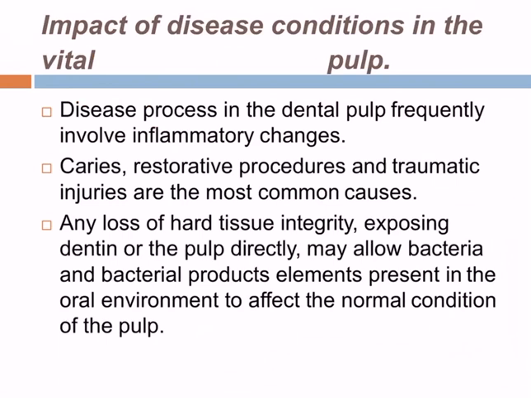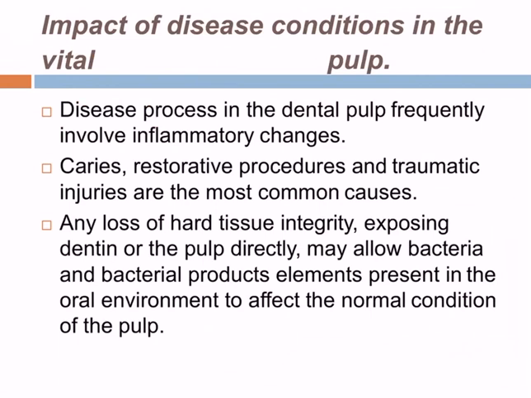Now, the influence of pathological conditions in the pulp on the periodontium. First, the impact of disease conditions in the vital pulp, when the pulp is vital. The other condition is when the pulp is non-vital. So first we are going to deal with the vital pulp. In this condition, the disease process in the dental pulp frequently involves inflammatory changes. You know what the inflammatory changes in the vital pulp can be: reversible pulpitis. Caries, restorative procedures and traumatic injuries are the other causes.